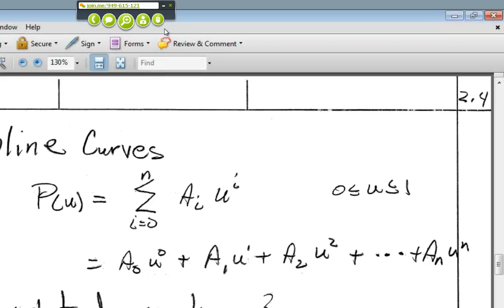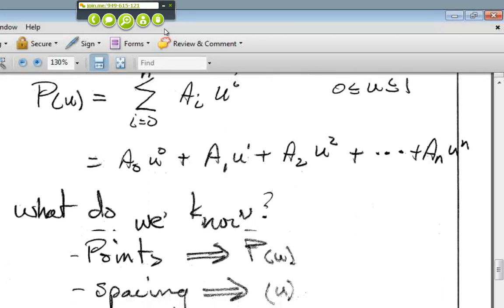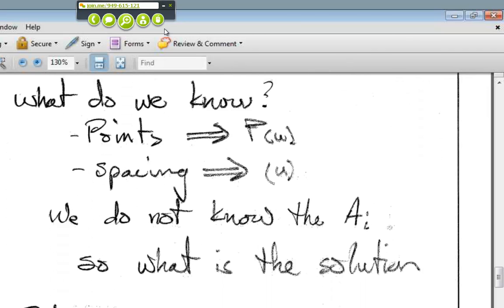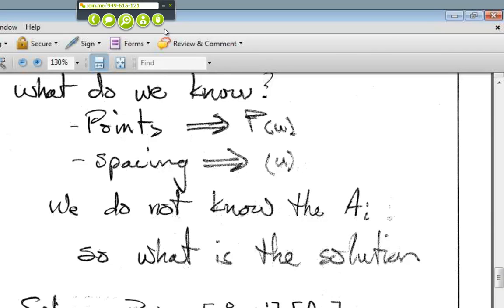So what don't we know? In that equation, the things we don't know are our coefficients. Our coefficients are unknown. If we want to solve for them, how are we going to go about doing it?